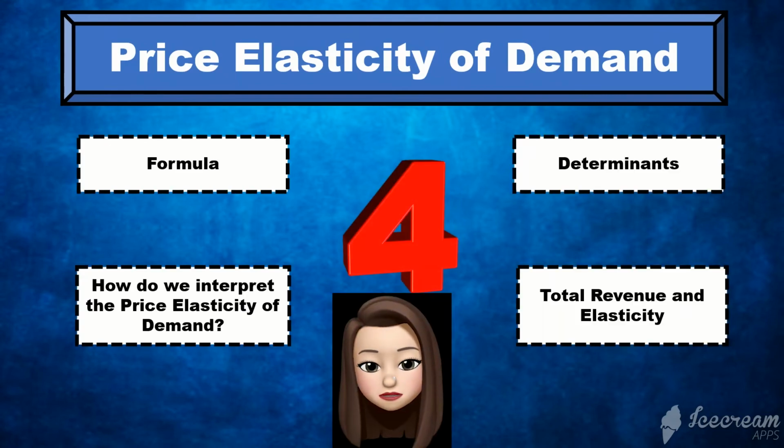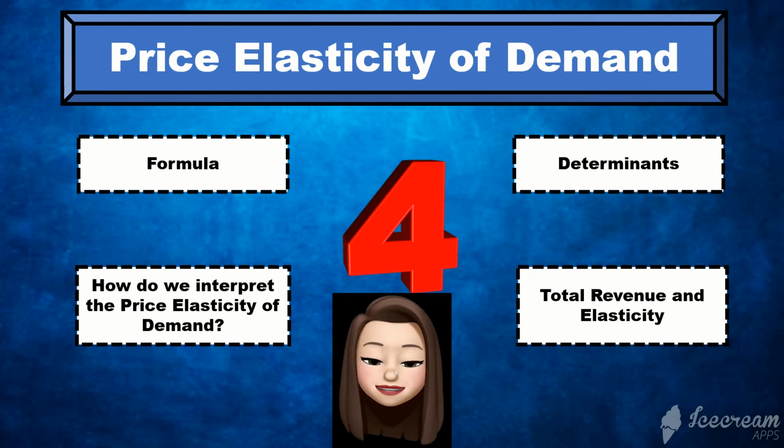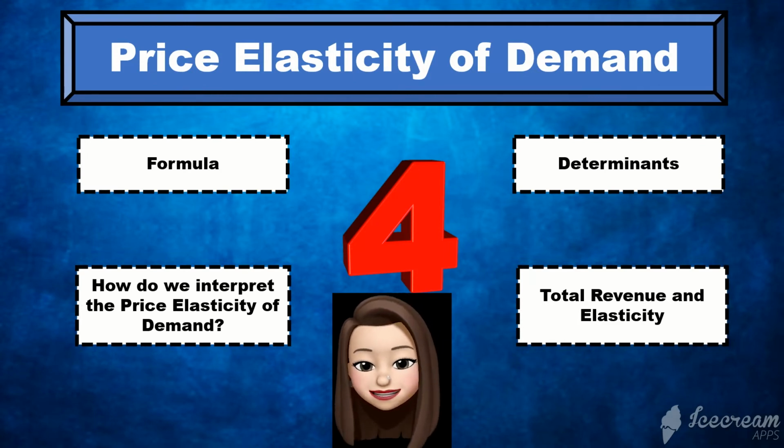There are 4 topics under price elasticity of demand. The first one is the formula. The second one is how we interpret the price elasticity of demand. The third one is the determinants. The last one is total revenue and elasticity.